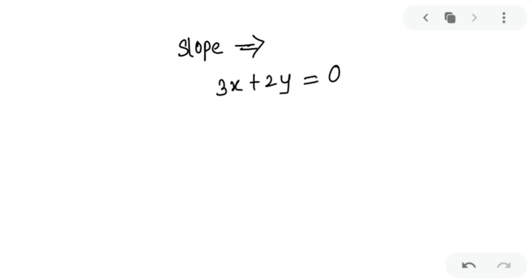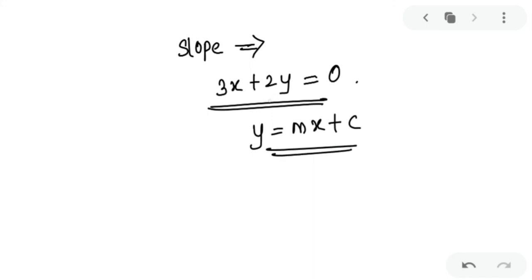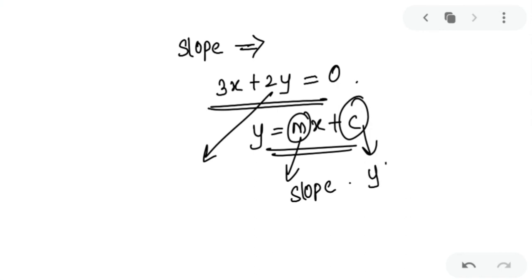Next, if I want to find slope of the given equation, suppose I have an equation 3x plus 2y is equal to 0. So first I have to convert this equation into y is equal to mx plus c form. That is, I have to take y as a subject and the coefficient of x will be called as slope. And what will be y-intercept? C will be called as y-intercept. जहाँ पे आपका ग्राफ y-एक्सिस पे कट करता है उसे y-intercept कहा जाता है.